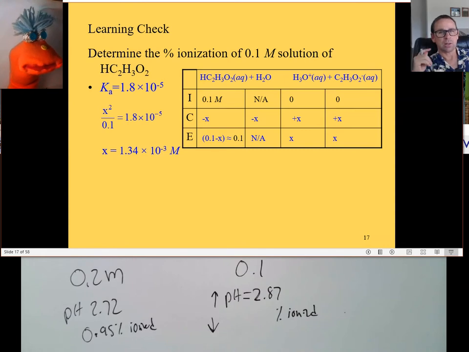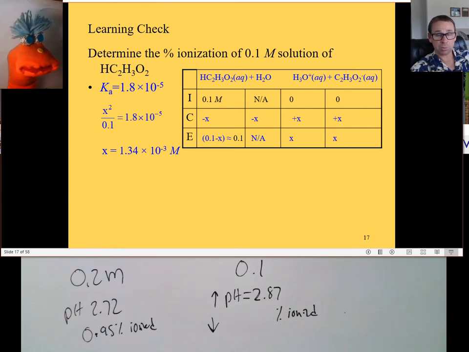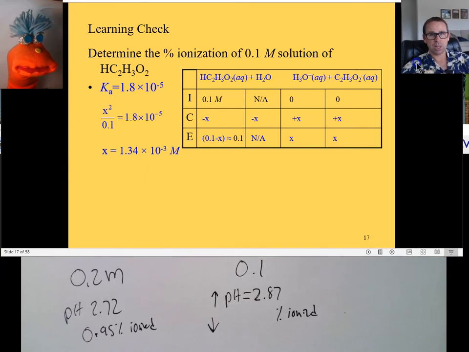The pH is higher because, again, more hydrogen ion release would make a lower pH, more acidic. But this is, again, showing us that less hydrogen ion has been released. The pH is higher.